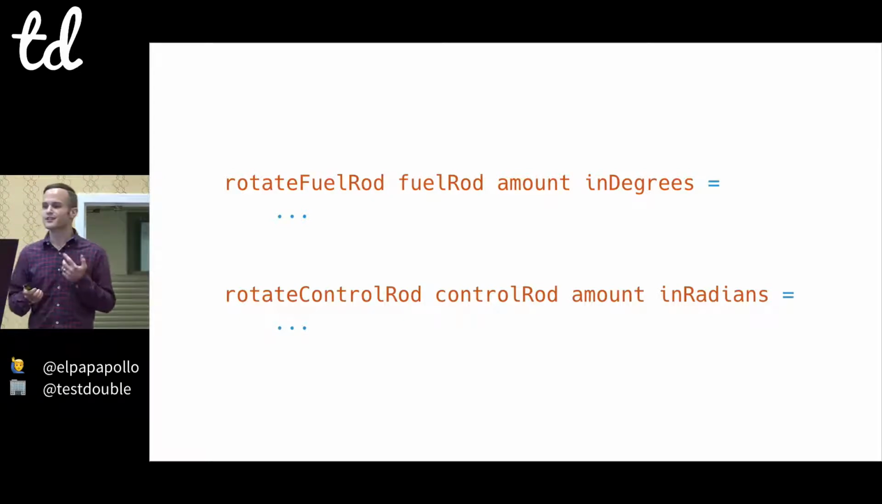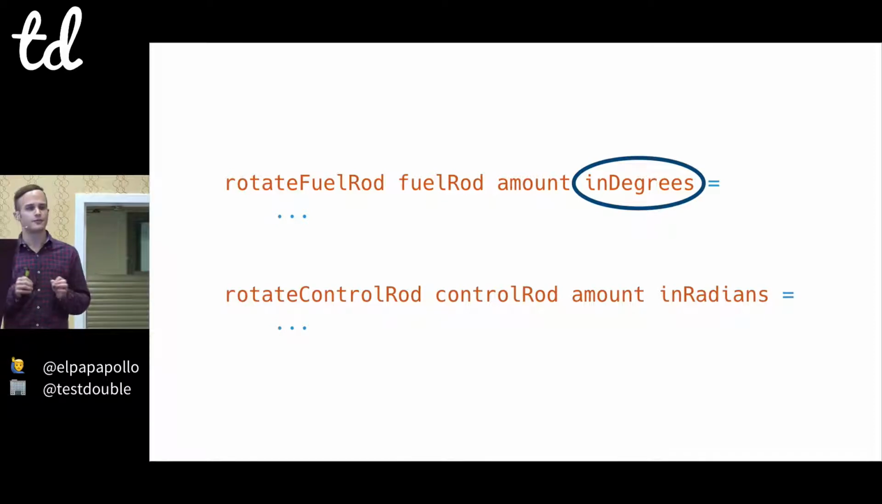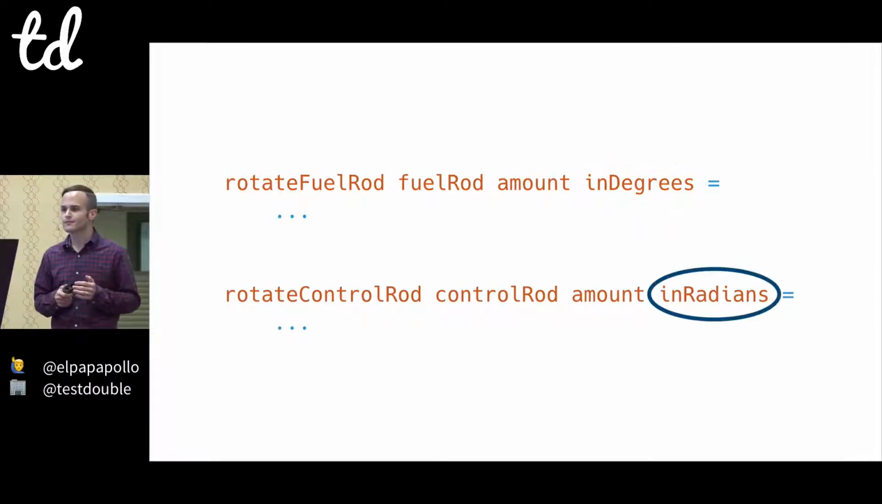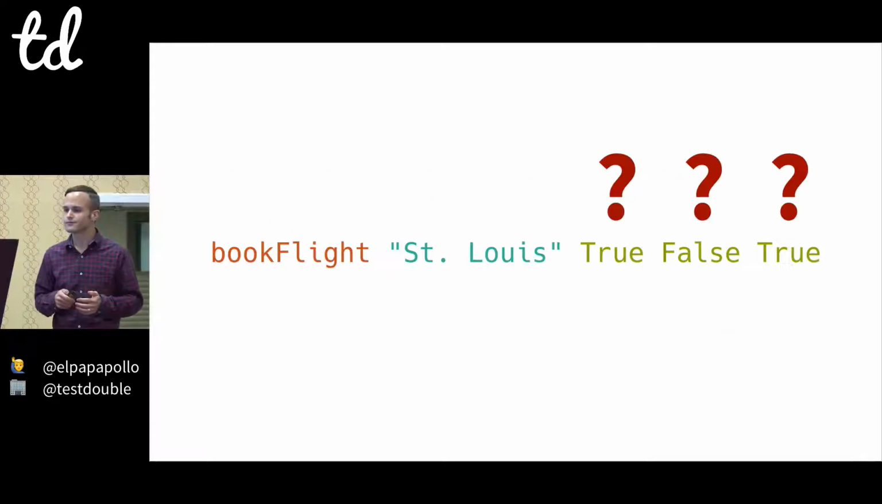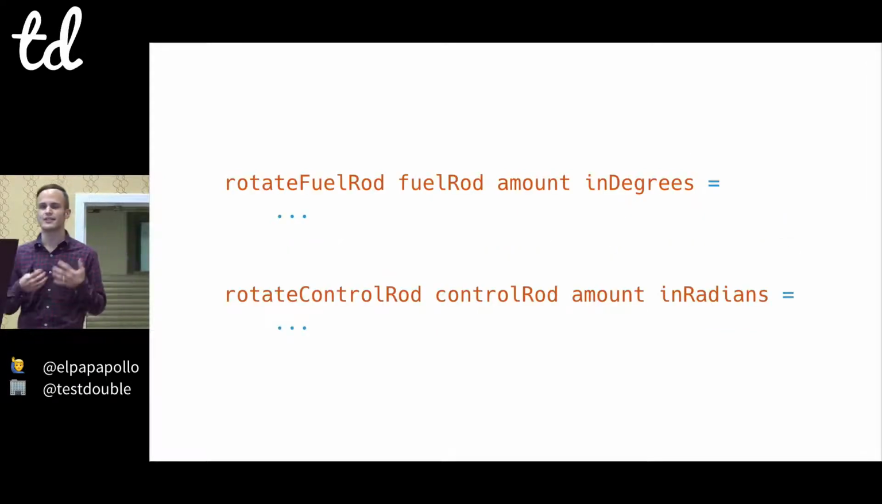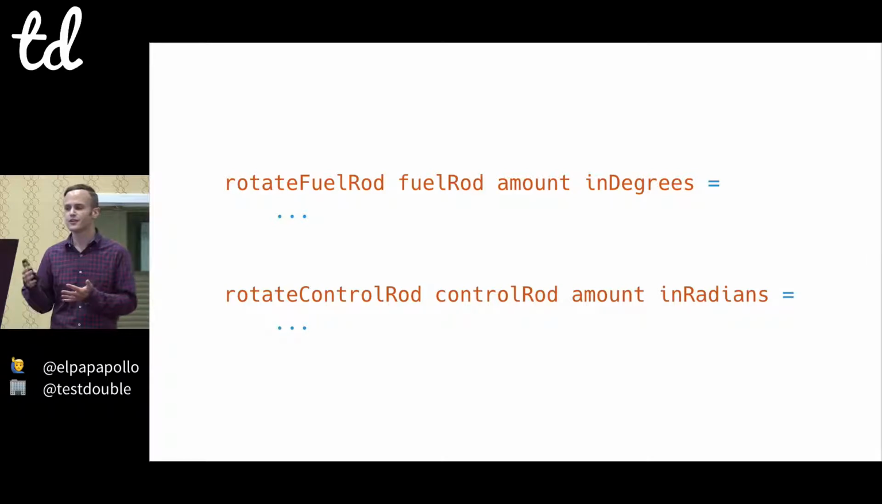For some reason, these functions were not defined the same. Rotate fuel rod's Boolean argument determines whether the angle is in degrees when it's true. But rotate control rod's Boolean argument determines whether the angle is in radians when it is true. So not only do we have a loss of intent in each individual function, but the function calls can mislead us in the future because their Boolean arguments aren't consistent in their usage.